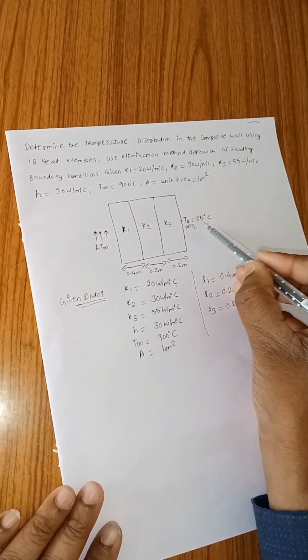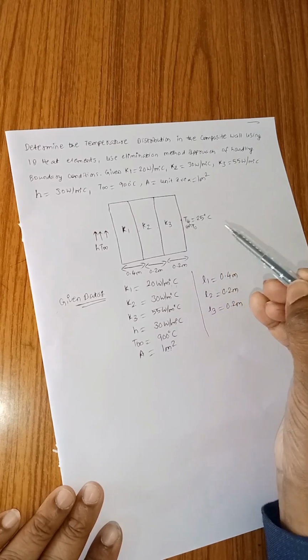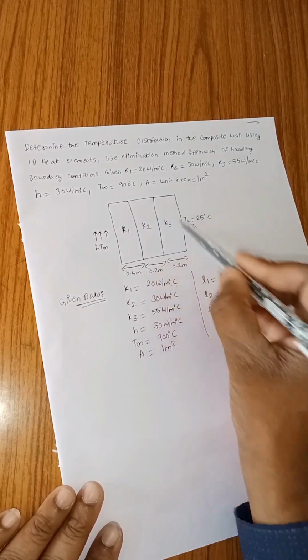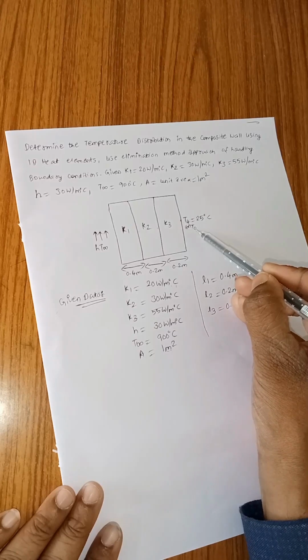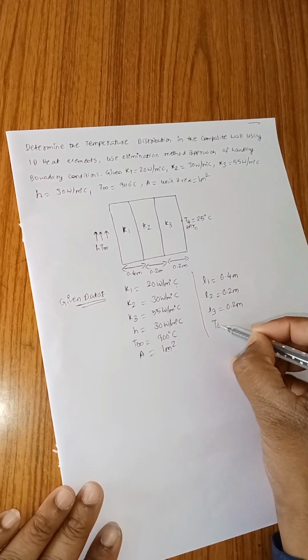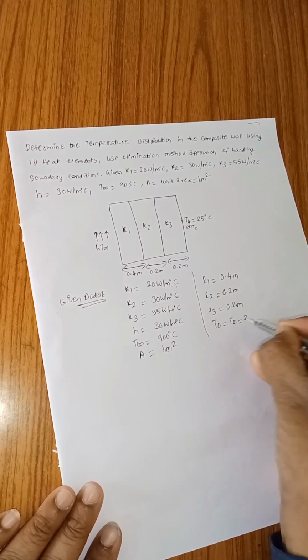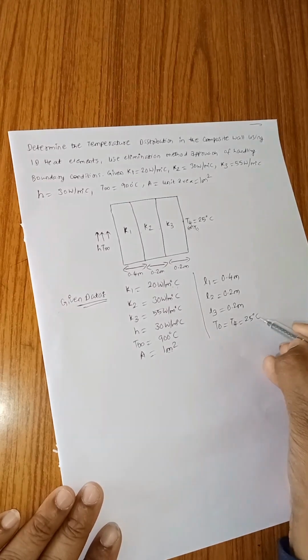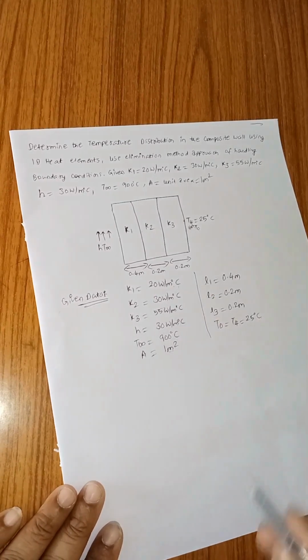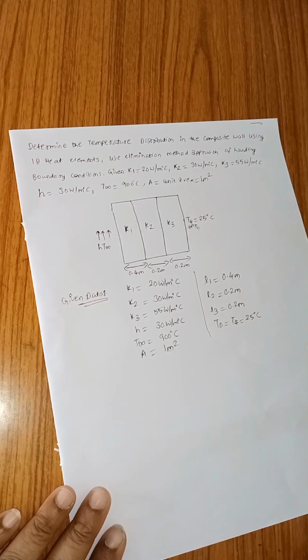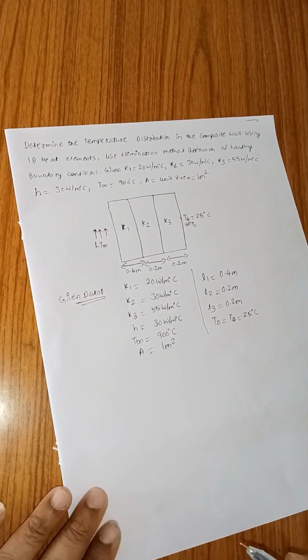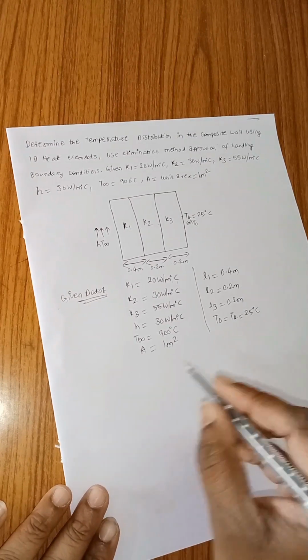Here you can see this T4 is nothing but T0. T0 means outer temperature, that is the outer surface temperature is 25 degrees Celsius. T0 or T4 equal to 25 degrees Celsius. That is also in degrees Celsius. Suppose sometimes if any other thing is given in Kelvin, you will have to convert it to degrees Celsius. Okay, now let me go with the problem.